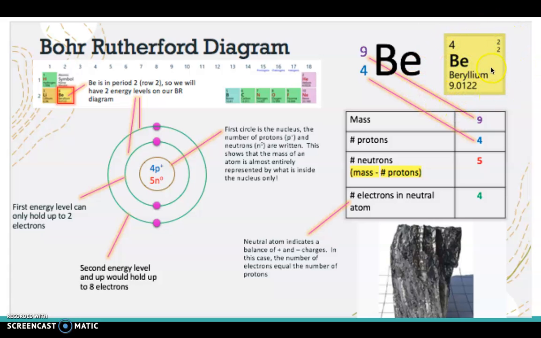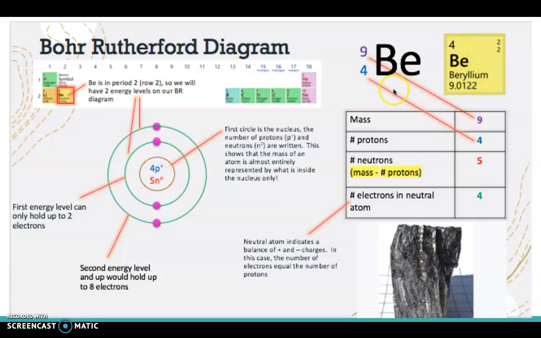We have beryllium. The number up here, this is your atomic number, so the number of protons that are found, and at the bottom here is your atomic mass, and your atomic mass includes your protons and your neutrons. And you guys can remember that you can figure out the amount of neutrons in this particular atom: you're going to take your atomic mass and minus it by your number of protons, which would be your atomic number.